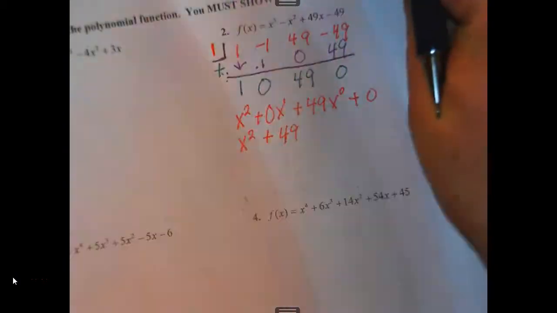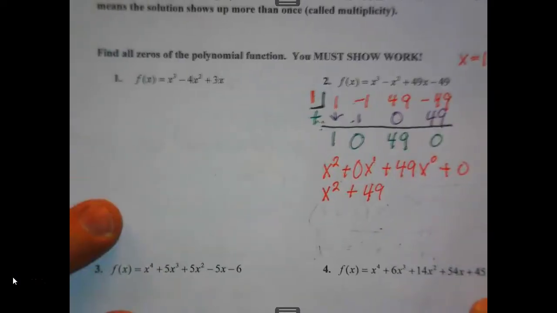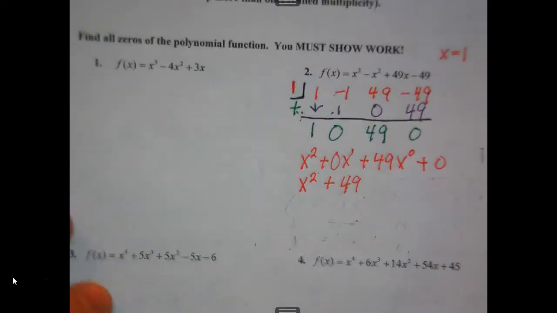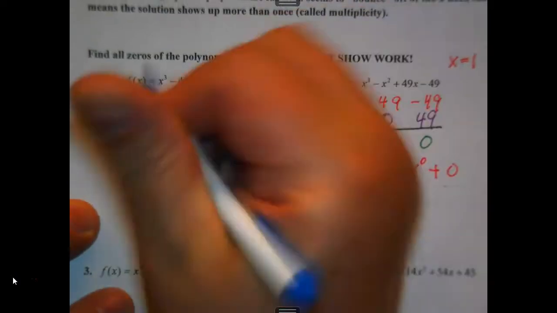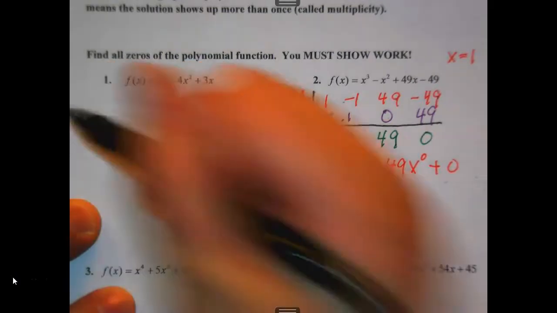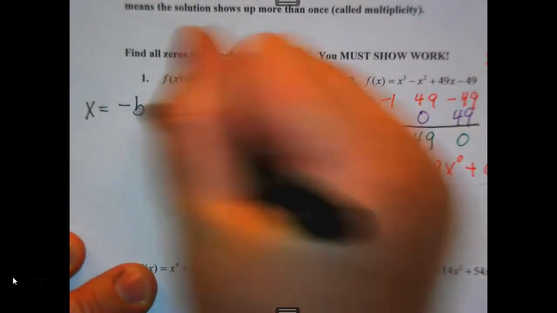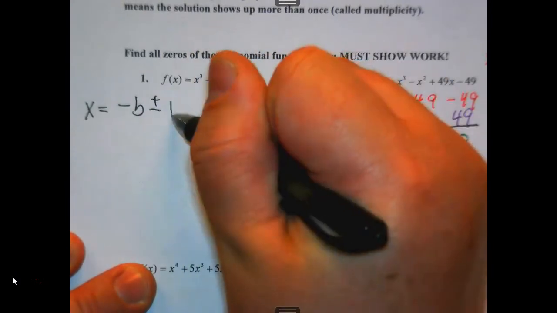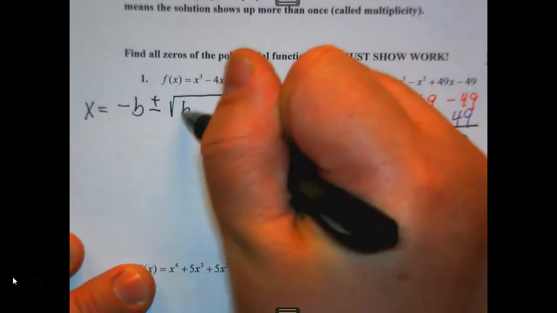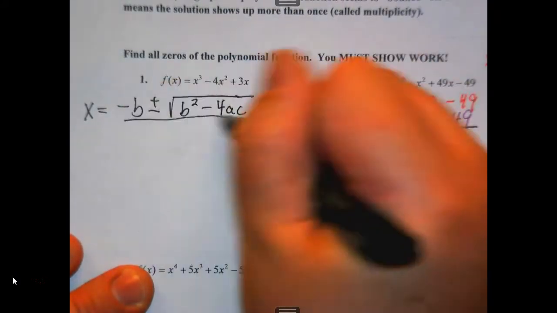Okay, what factors every quadratic polynomial? The quadratic formula. Very good. So we have the quadratic formula: x equals negative b plus or minus square root of b squared minus 4ac all over 2a.